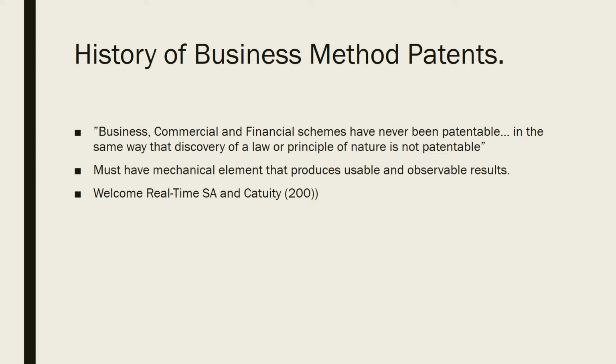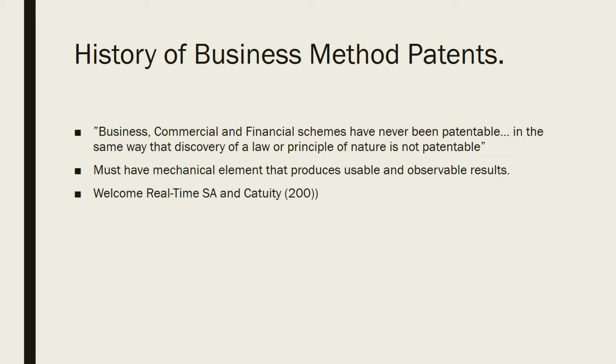The court also discussed the history of business methods in regard to intellectual property and confirmed that business, commercial, and financial schemes as such have never been patentable, in the same way that discovery of a law or principle of nature is not patentable. The court also goes on to clarify that these schemes and laws of nature are still patentable when they serve a mechanical purpose that produces a useful and observable result, and they do not become unpatentable simply because they are for the purpose of carrying out business.